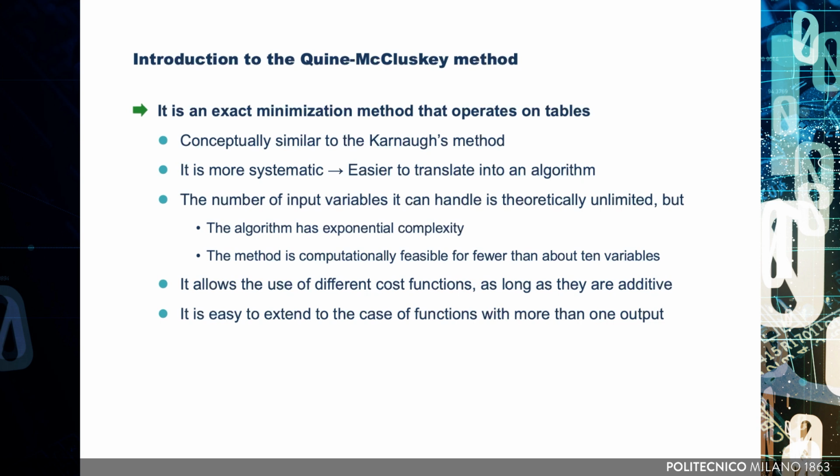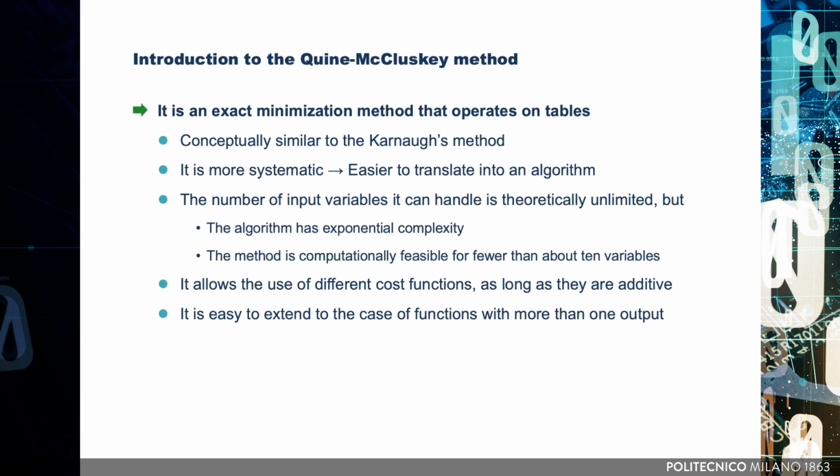Although it also relies on tables, it does not involve their visual inspection, but rather a well-defined approach based on comparing the rows and columns of those tables. Thanks to this feature, the method can be easily translated into an algorithm, implemented in a program, and thus executed automatically by a computer. As we have seen, the Karnaugh method is easy to apply for up to 4 variables, somewhat more laborious for 5 or 6, and virtually impossible to use with a larger number of variables. In contrast, the Quine-McCluskey method is theoretically applicable to problems with any number of variables.